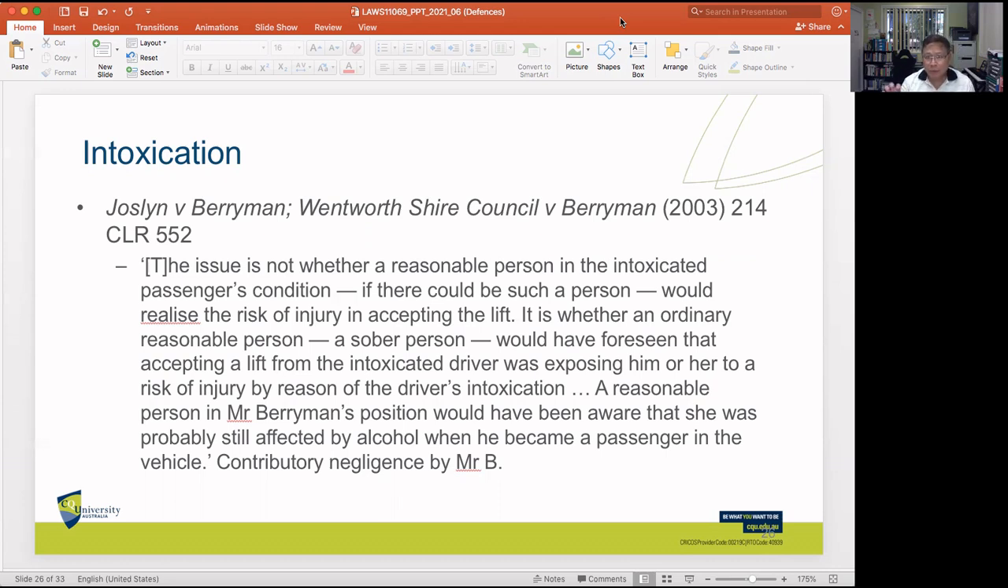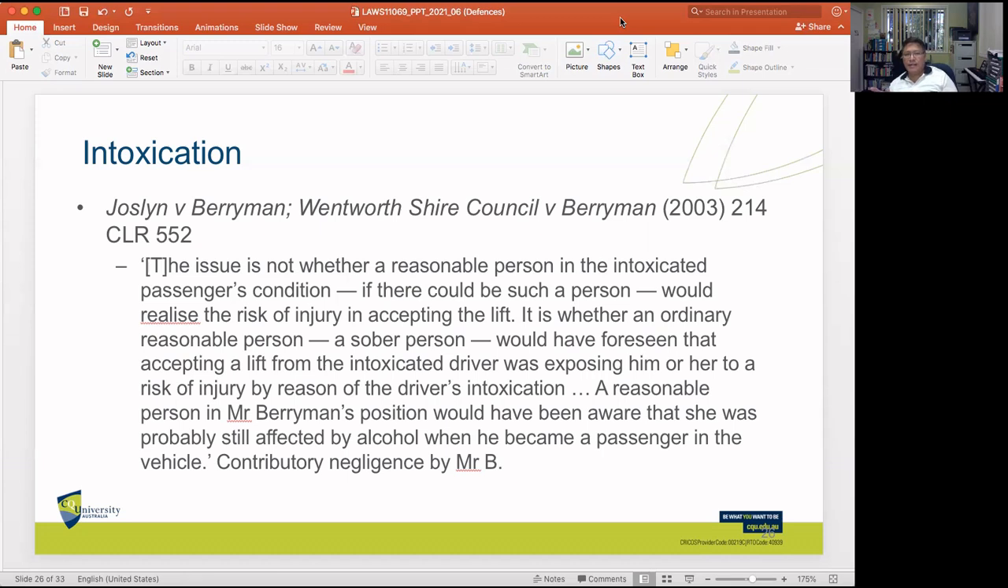So the issue is not whether a reasonable person in the intoxicated passenger's condition would realize the risk of injury in accepting the lift. It is whether an ordinary reasonable person, a sober person, would have foreseen that accepting a lift from the intoxicated driver was exposing him or her to a risk of injury by reason of the driver's intoxication. A reasonable person in Mr. Berryman's position would have been aware that she was probably still affected by alcohol when he became a passenger in the vehicle. So there was contributory negligence by Mr. Berryman.